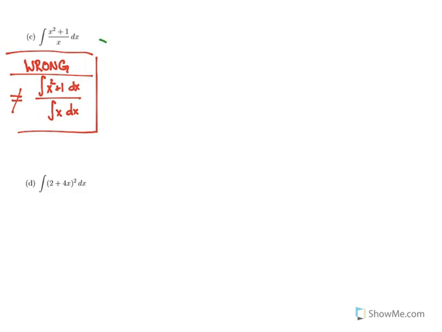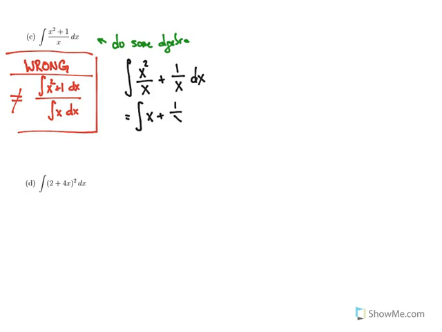So what we have to do here is we have to do some algebra. And there is some algebra to do to make this into a function that we can work with. I can write this as x squared over x plus 1 over x dx. So you can break up a numerator anytime. You can't break up a denominator, though. So note this is the integral of x plus 1 over x, if you cancel out the x, and that is going to be 1/2 x squared plus natural log of absolute value of x plus a constant.